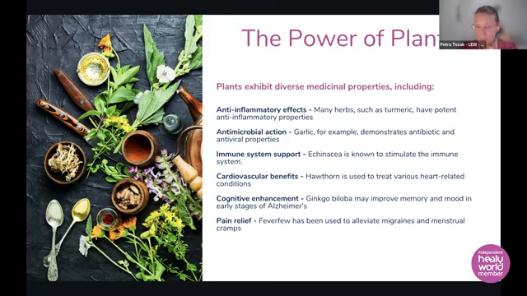Also, pain relief. Feverfew is a plant that has been used to alleviate migraines and menstrual cramps. And there are other herbs and plants in herbal form that support different elements and different systems of the body. And they are powerful. So we need to really honor them and respect them and understand the story.